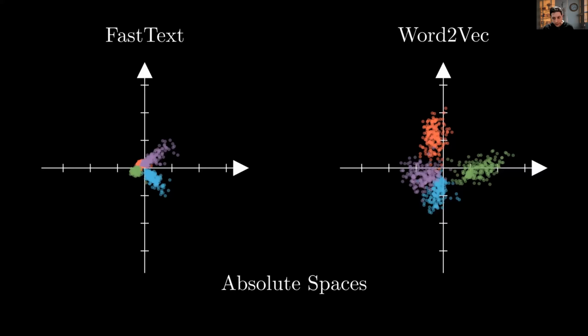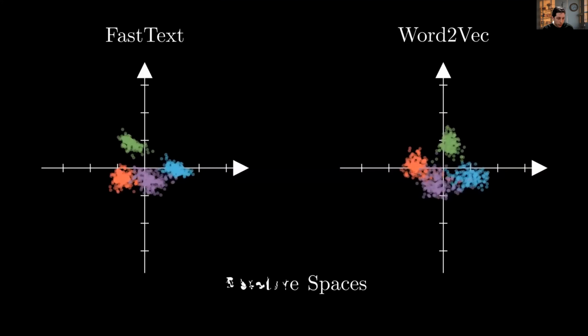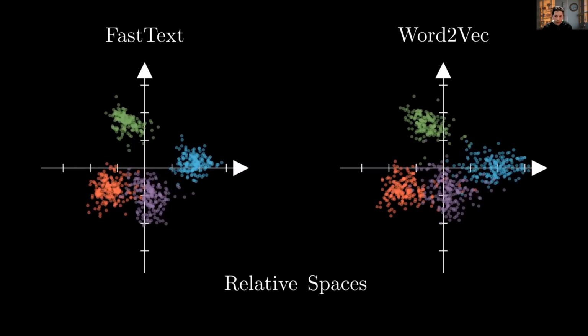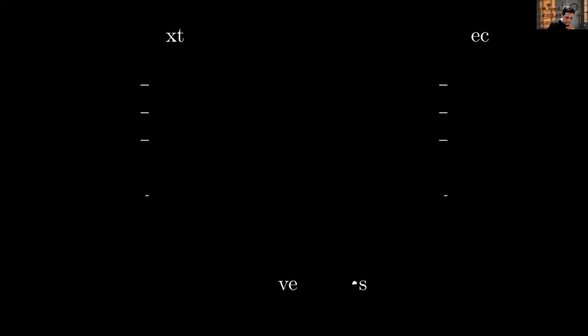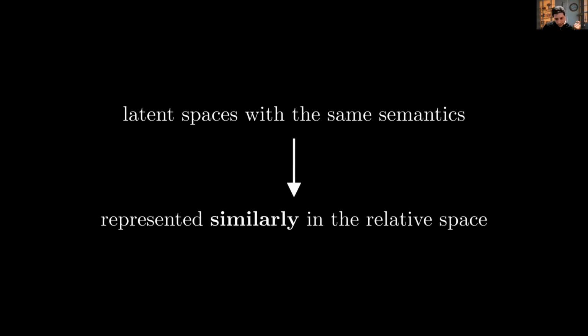Each color represents a cluster, and we are visualizing the same words in both spaces. These are the absolute spaces, so what you get when you download the fastText or word2vec word embeddings. If we do these relative transformations, what we observe is that actually they are very similar, basically almost the same. In the paper we also have some quantitative results with a retrieval task that shows that they are very compatible when we consider their relative space. And of course, they are very different in the absolute sense. So what we are observing is that latent spaces with the same semantics, meaning that they embed data that has the same semantic, are represented similarly in the relative space.